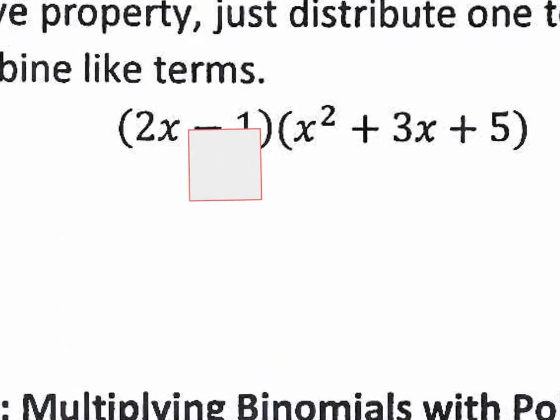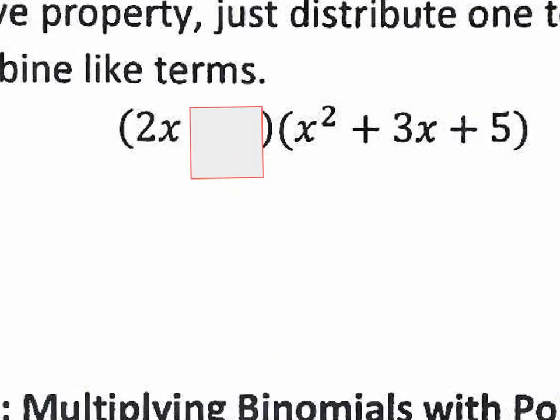I want to use this box right here. I want to distribute the 2x first. I want to do this in red. 2x times x. What do I get? You look at the coefficients and multiply coefficients. 2x to the third, right? This one has an invisible coefficient of 1. 2 times 1 is 2. x times x squared is x to the third. Okay, how about 2x times positive 3x?